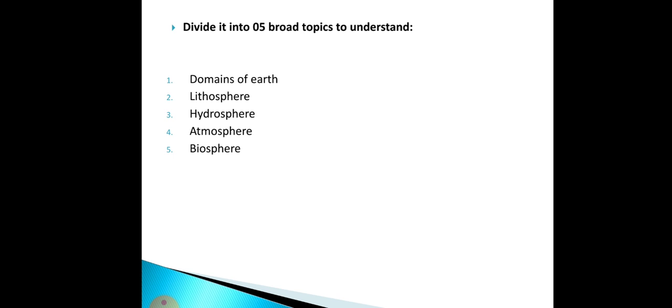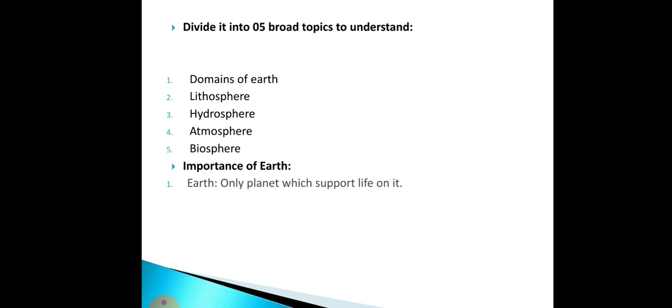The chapter is divided into 5 main topics. First is domains of the earth, second is lithosphere, third is hydrosphere, fourth is atmosphere, and fifth is biosphere. So let us talk first about what is the importance of the earth.